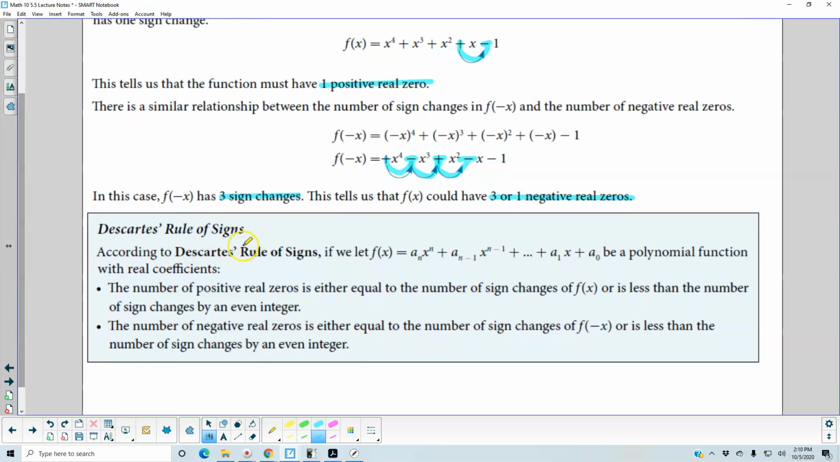Now, Descartes' rule of signs. According to Descartes' rule of signs, if we let f of x be a polynomial function with real coefficients, the number of positive real zeros is either equal to the number of sign changes of f of x or is less than the number of sign changes by an even integer. The number of negative real zeros is either equal to the number of sign changes of f of negative x or is less than the number of sign changes by an even integer.